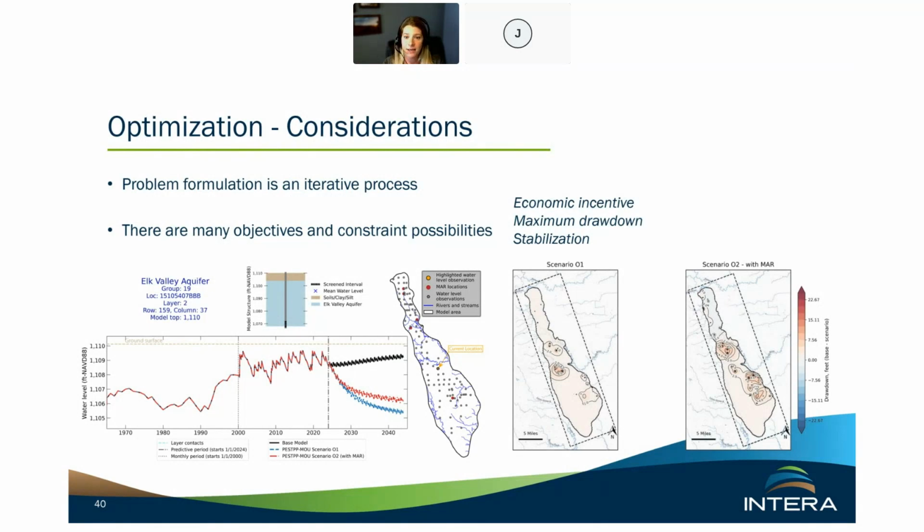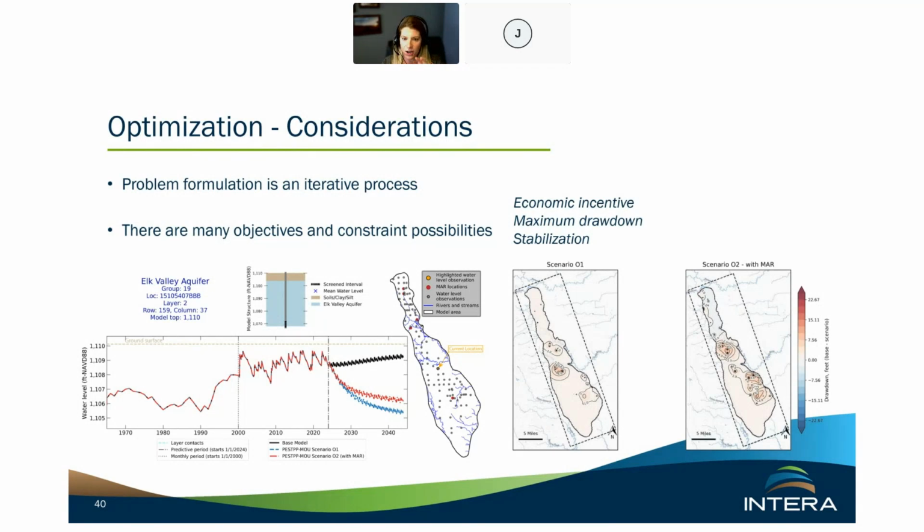There are many objective and constraint possibilities. I'm showing a few here on the right. I'm talking about economic incentive. So you could attach a dollar amount to each of these permits, and you could try to maximize the dollar amount. You could try to minimize maximum drawdown across that 20-year planning horizon. Or you could also add, say, a stabilization of the hydraulic head criteria. I bring these last two up, and I'm showing two thoughts from our scenarios.